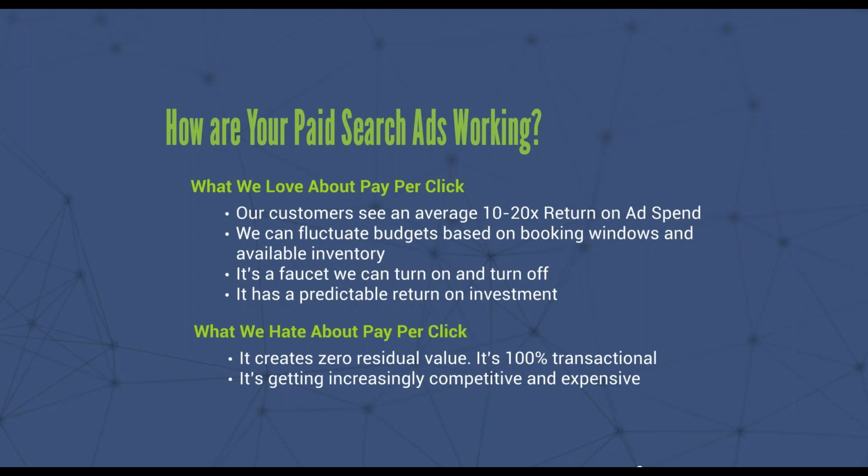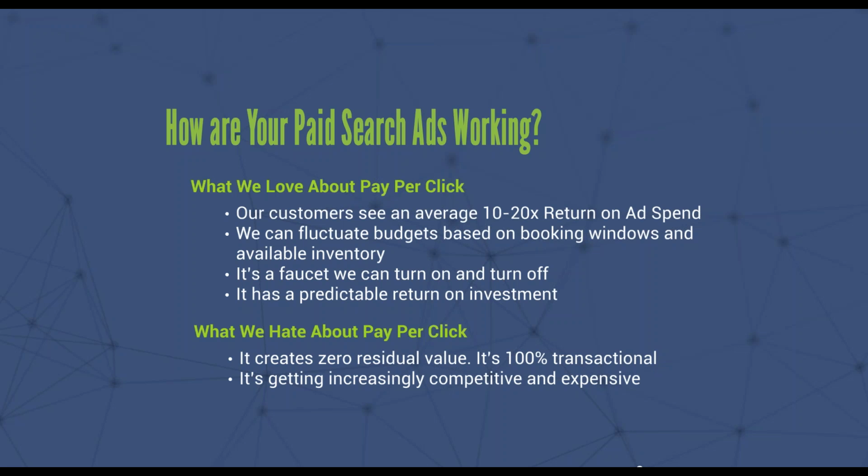I'm going to touch on this really quick, but getting into your analytics to understand, are your paid search ads working? A couple things we love about pay-per-click. Our customers see an average of 10 to 20 return on ad spend with pay-per-click. We love that, right? Because it's predictable. We can fluctuate budgets based on booking windows and available inventory. We love that too. Maybe we're ahead of pace, so we scale back on our AdWords. Maybe we're behind pace, so we increase AdWords. I love that it's a faucet that we can turn on and off, and that it has a predictable return on investment once it's set up and we've got some data on it.